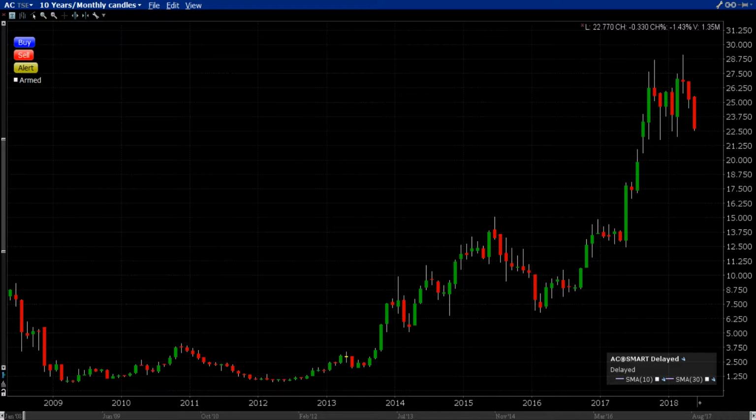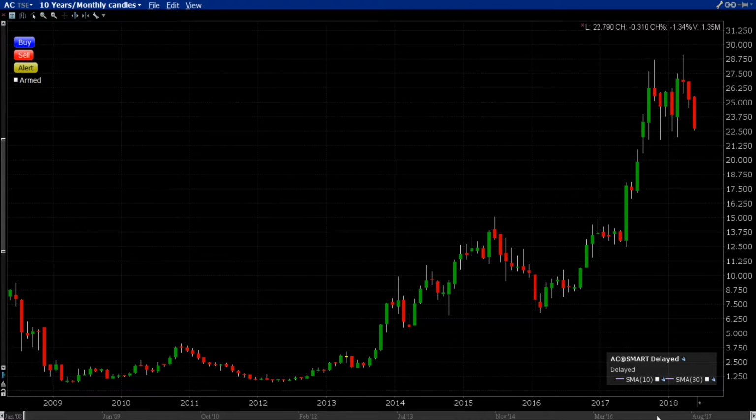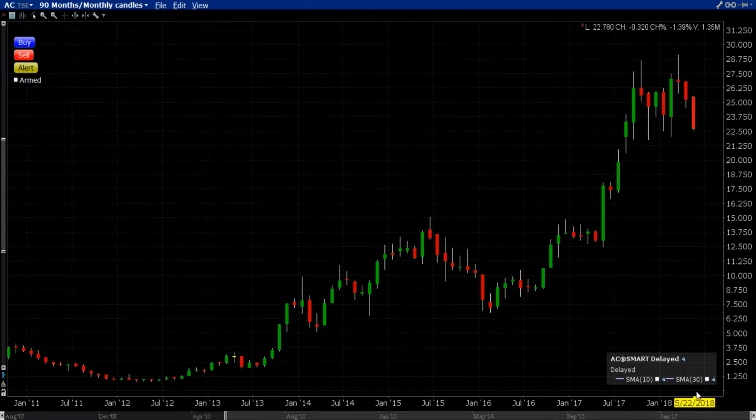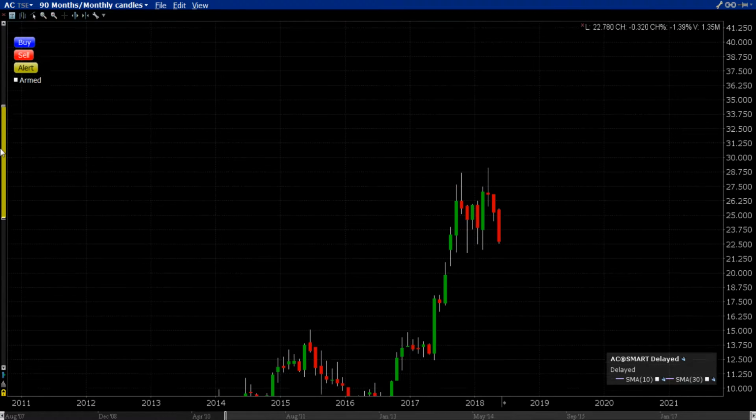All right, AC on the TSX. That is Air Canada. All right, forget that. Got an alert triggered for this one, and let's check out the monthly candle chart. Wait, let's zoom it. Zoom, and vroom. Let's center that. There you go.